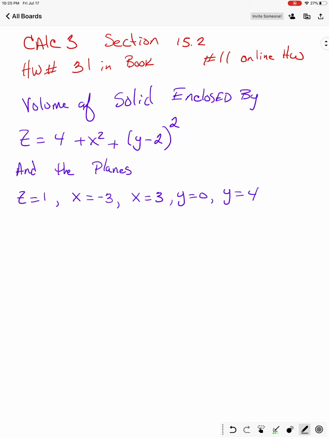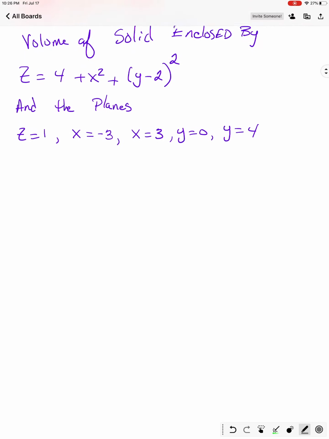This video is for section 15.2, and it corresponds to, from our book, homework number 31, but number 11 from the 15.1/15.2 online homework section. So we have this volume of solid enclosed by this three-dimensional parabola, z equals 4 plus x squared plus the quantity y minus 2 squared, and the planes z equals 1, x equals -3, x equals 3, y equals 0, and y equals 4.